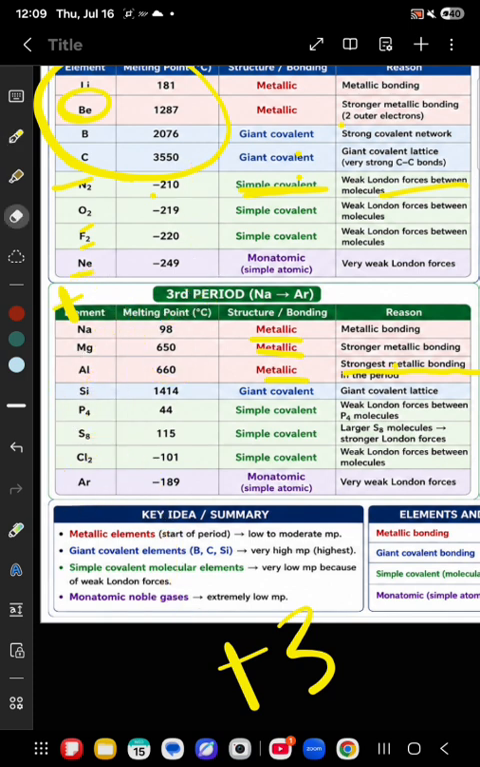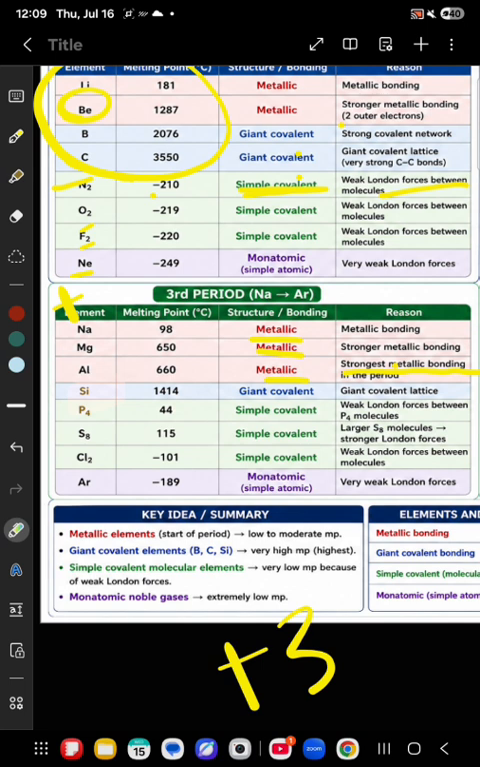Silicon has a melting temperature of 1414. It forms a giant covalent structure because silicon and carbon are in the same family, group 4 elements, they can form 4 bonds. So silicon also forms the giant covalent lattice. So in the period 3 elements, the highest melting temperature is again for the group 4 element, silicon.